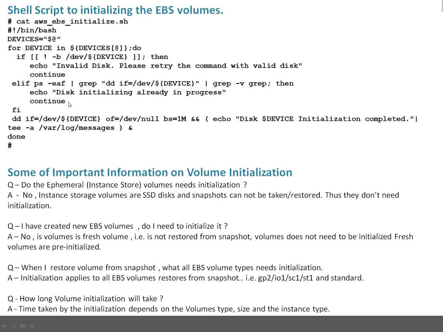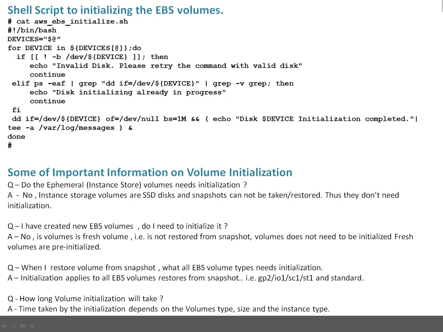If yes, then say okay, initialization is already in progress. If all the conditions are meeting, then run dd command with the block size 1 MB, and once initialization is completed, just echo this message: initialization completed. I'm running this command in background. You can see the ampersand here, and I'm using tee to pass that output to the messages file. After that, I'm closing the for loop. In that way, you can initialize multiple drives.